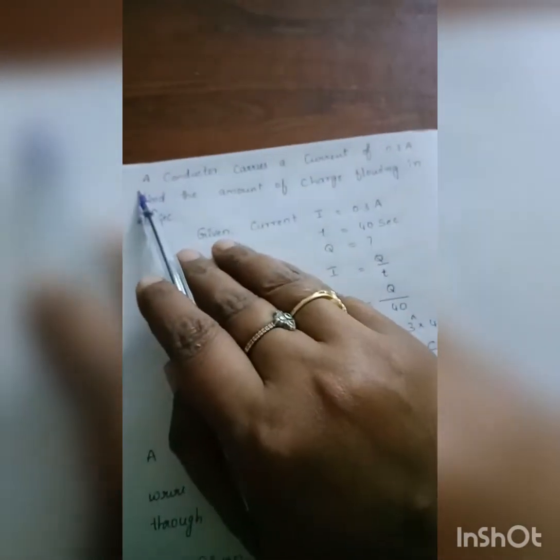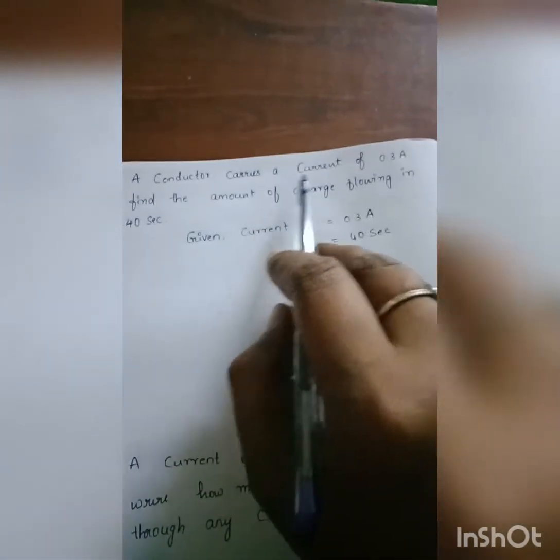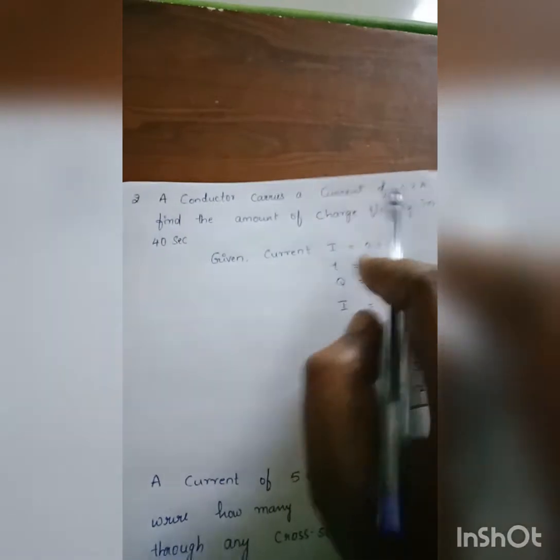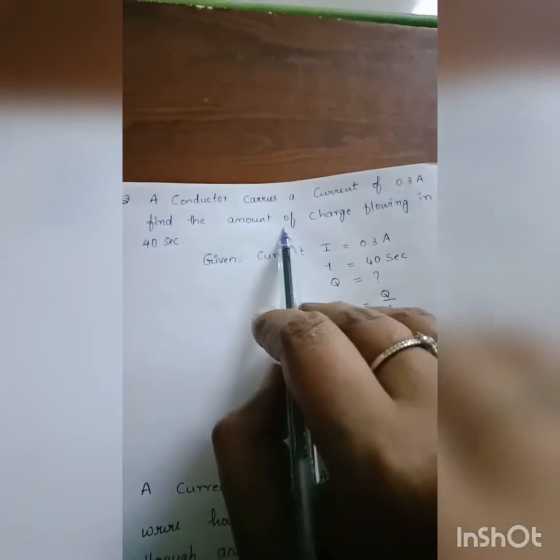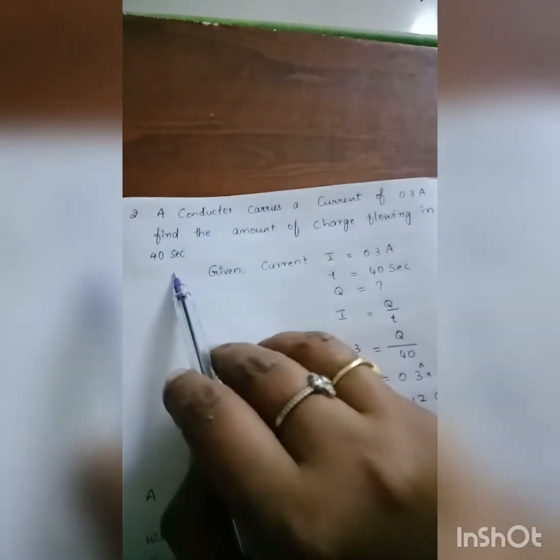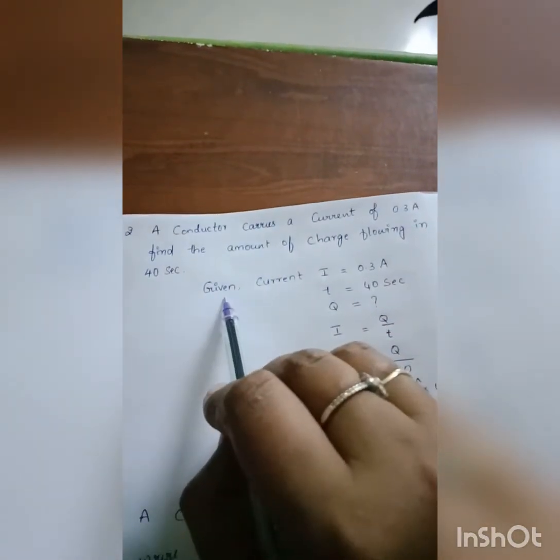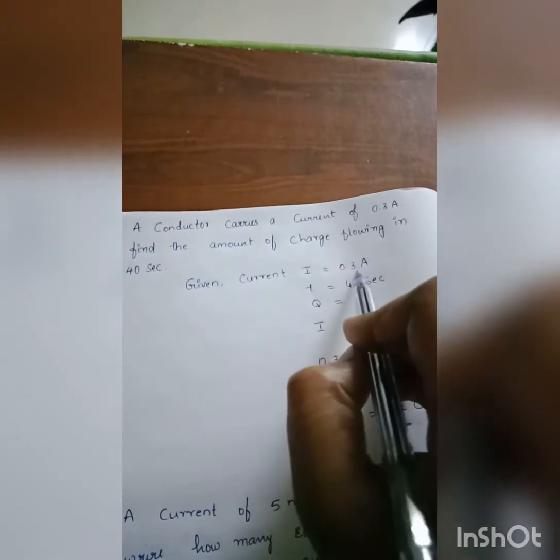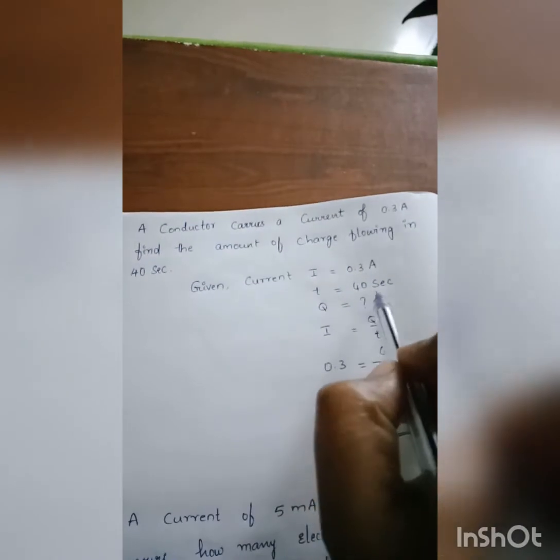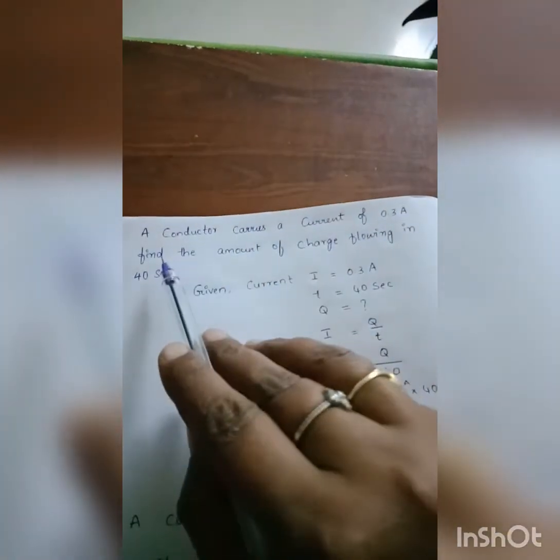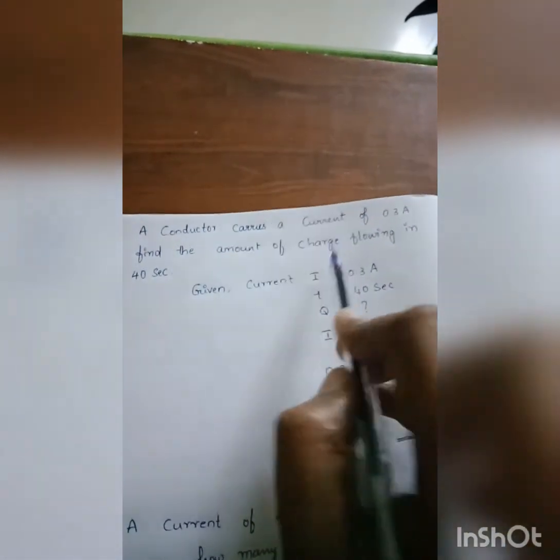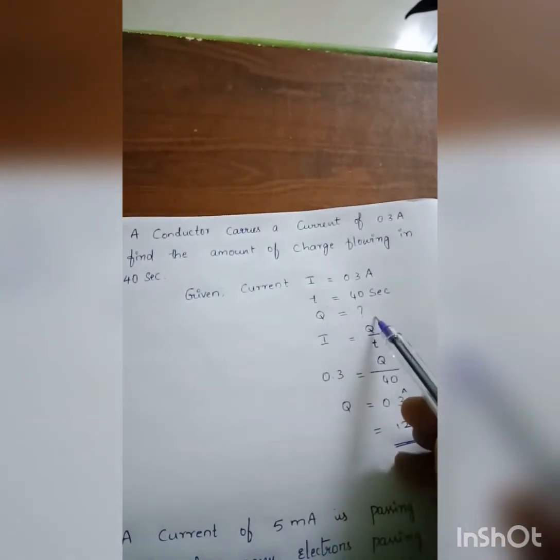Here is the second problem. A conductor carries a current of 0.3 amperes. Find the amount of charge flowing in 40 seconds. So what do we need to calculate? We need to calculate the charge. First write the data given. Current I equal to 0.3 amperes. Time T equal to 40 seconds. We need to find the amount of charge, that is, Q equal to question mark.